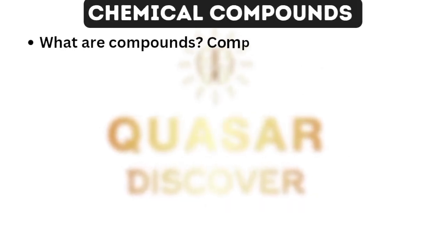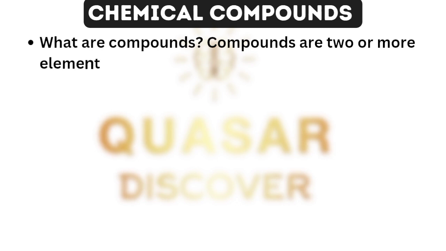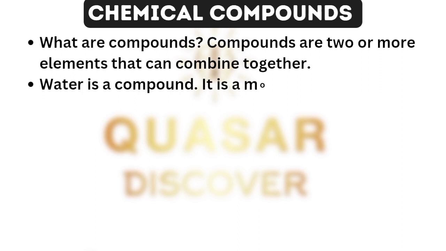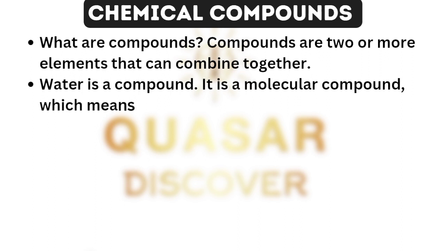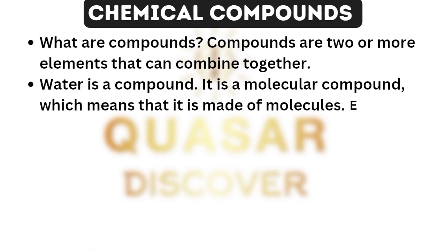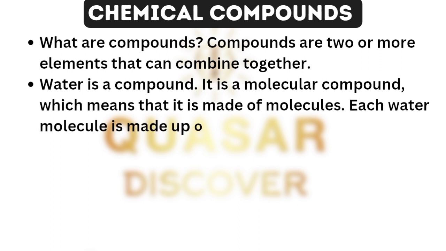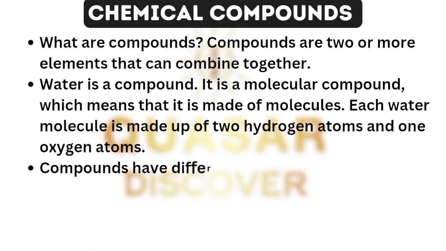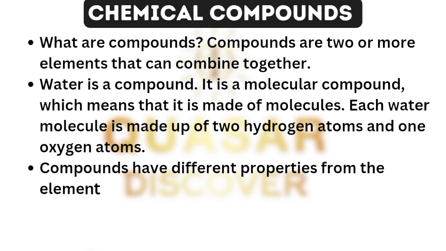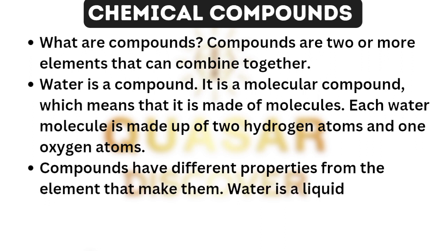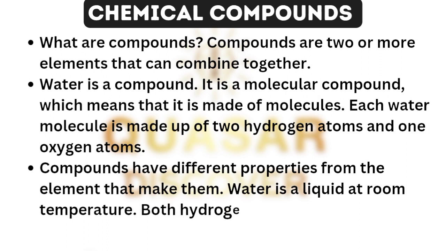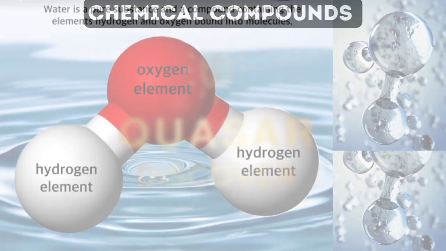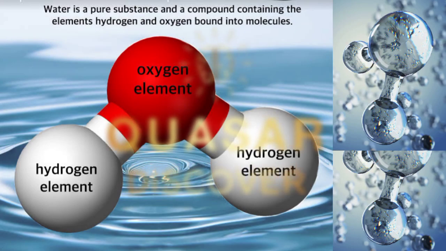What are compounds? Compounds are two or more elements that can combine together. Combining elements. Water is a compound. It is a molecular compound, which means that it is made of molecules. Each water molecule is made up of 2 hydrogen atoms and 1 oxygen atom. Compounds have different properties from the elements that make them. Water is a liquid at room temperature, but hydrogen and oxygen are both invisible gases.